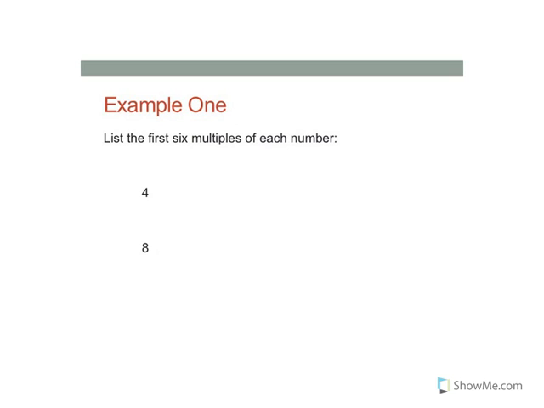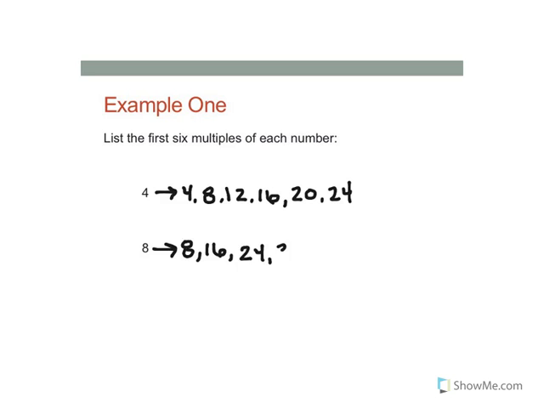Let's look at an example. This says list the first 6 multiples of each number. Now, we already did 4 before, but we could do it again. So 4 times 1 is 4, times 2, times 3, times 4, times 5, and times 6. Now let's list the first 6 multiples of 8: times 1, times 2, times 3, times 4, times 5, times 6.